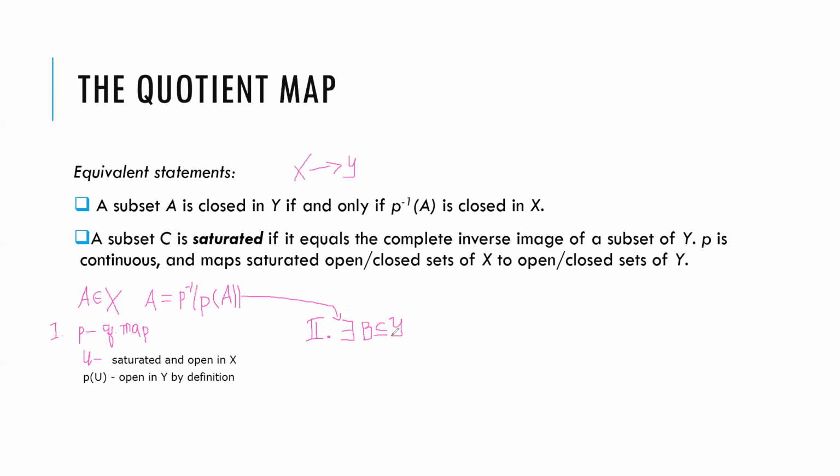and for it we know that A equals the inverse image of B. So basically we say that P of A exists.